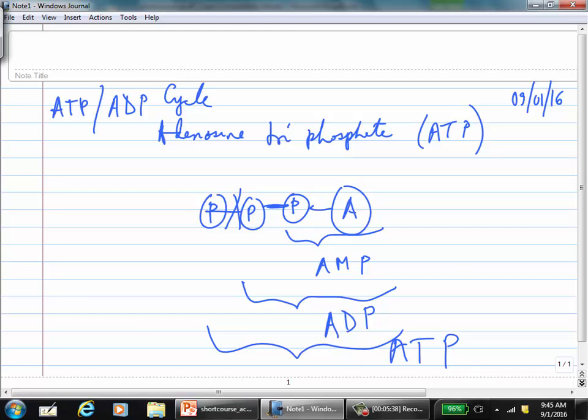So that is like the currency of the cell, okay? That's why I said this phosphoanhydride bond is extremely, extremely important, right? And in many of the reactions, okay, it's, yeah, just one moment. It's just like, you know, if you want to buy food from the grocery store, you have to go with money, okay? You want to buy gas, you have to pay money. So you can think of this like the currency of the cell.